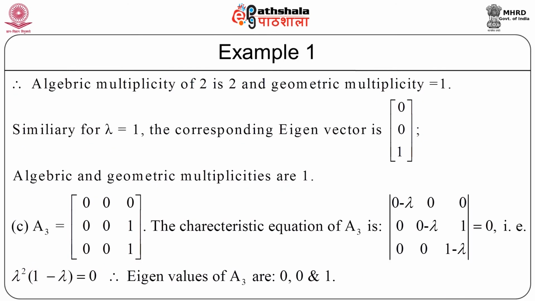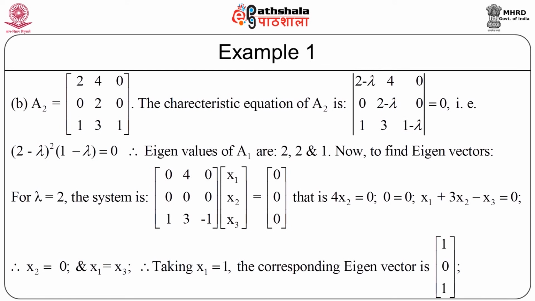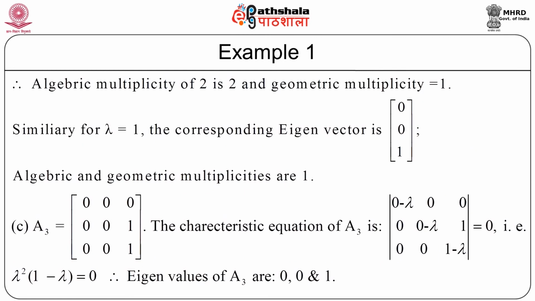Now, you can see that the algebraic multiplicity of 2 is 2, because 2 appears 2 times. Therefore, the algebraic multiplicity is 2, and there is only one eigenvector corresponding to this eigenvalue 2, and therefore I say that the geometric multiplicity of this is 1. Then similarly, for lambda equal to 1, the corresponding eigenvector will be this, and the algebraic and geometric multiplicities of this eigenvalue are going to be 1.